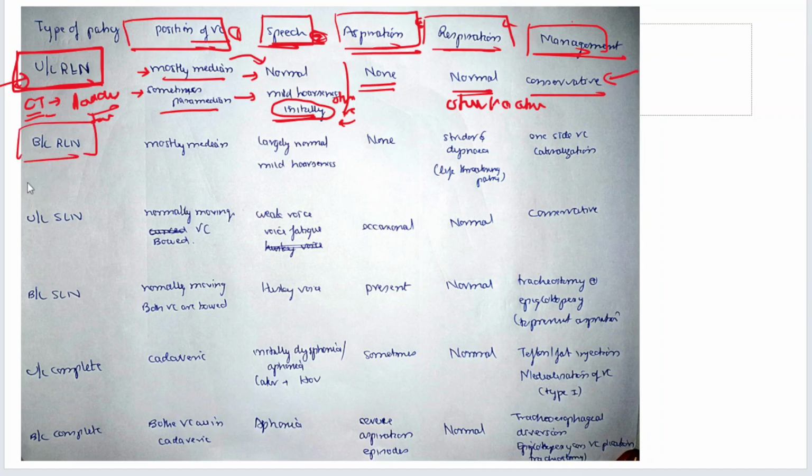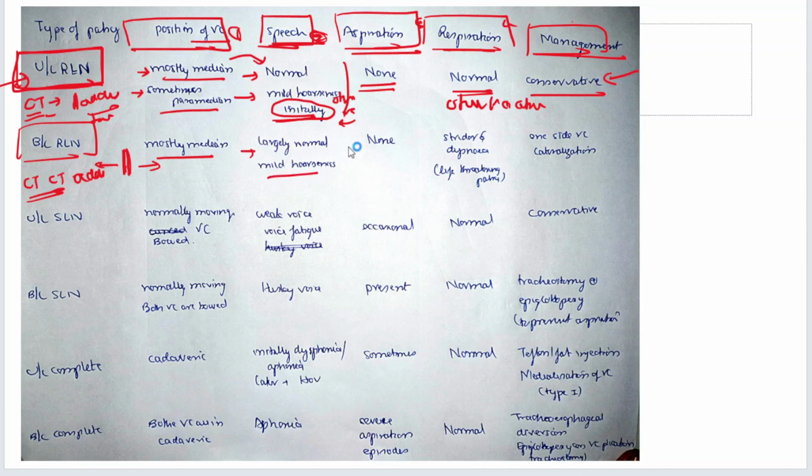Bilateral recurrent laryngeal nerve palsy. All the muscles of the larynx except the cricothyroid on both sides are gone. The cricothyroids on both sides bring the vocal cords towards the midline because they are adductors and tensors. So it brings both to the midline and they cannot abduct now. So the vocal cords will be in median position. Speech will be largely normal.